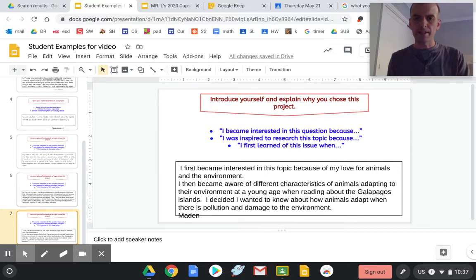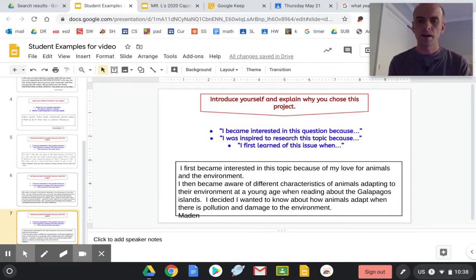Here we have Madden. I first became interested in this topic because of my love for animals and the environment. I then became aware of different characteristics of animals adapting to their environment at a young age when reading about the Galapagos Islands. I decided I wanted to know about how animals adapt when there is pollution and damage to the environment.